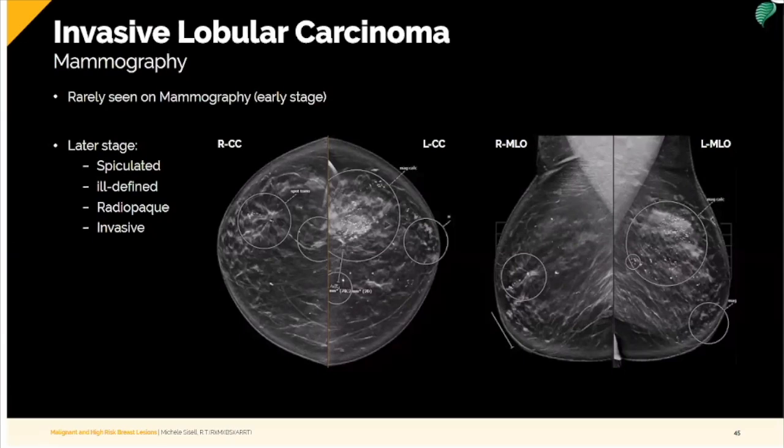This was a patient who was afraid to come in. We see this a lot with patients. They will often say they felt a lump but were too worried to come in and hoping it would just go away. So while invasive lobular carcinoma is rarely seen on a mammogram in its early stages, in the later stages, as you can see with this patient, there are spiculated areas bilaterally, areas of ill-defined lesions, radiopaque areas, and it is invasive bilateral.